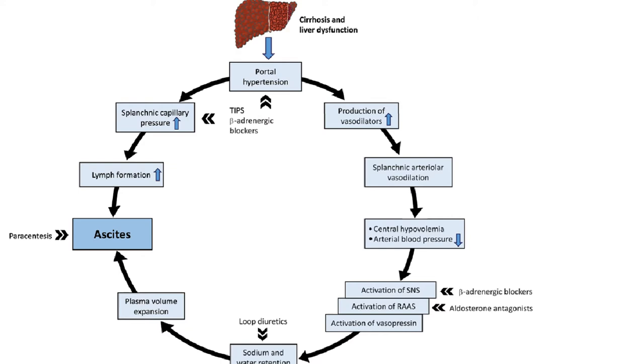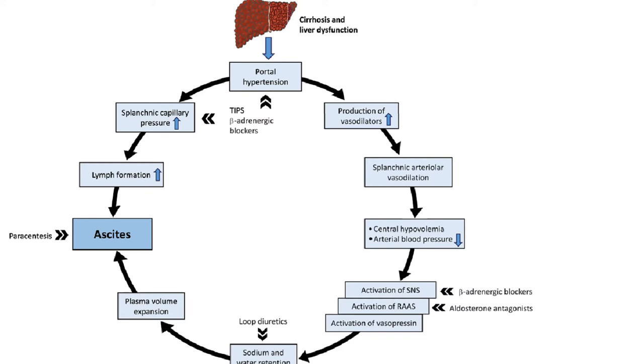Now, this is an algorithm for the development of ascites. Basically, development of ascites has many mechanisms. Cirrhosis and liver dysfunction cause portal hypertension, which in turn increases splanchnic capillary pressure, which in turn increases lymph formation and development of ascites. This is one path. The other is that portal hypertension increases production of vasodilators. There is splanchnic and arteriolar vasodilatation. Then there is central hypovolemia.